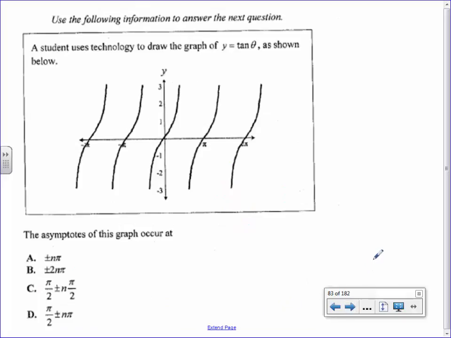Okay, here's a graph of tan. It's really straightforward. It just wants to know the asymptotes. Which of the 4 following things there is the best way of telling you where the asymptotes are? Where's the first asymptote? Where is this asymptote right here? Yeah, half of pi. Right, pi over 2. And then where's the next asymptote?